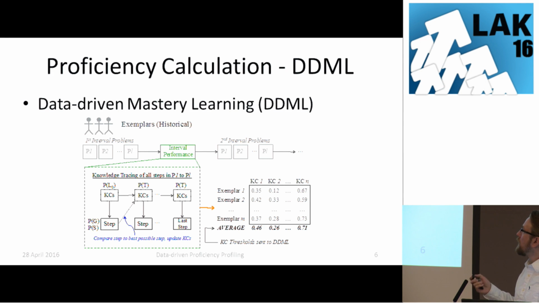All right, so the idea behind the previous iteration of moving towards this goal is data-driven mastery learning. So we'll say DDML. And what we do for data-driven mastery learning is we take exemplars. So these are students who have completed all of the problems in the past. So this is some previous data. And then we collect their performance at each one of those cutoff points of when the system would decide whether to put someone on a high path or a low path.